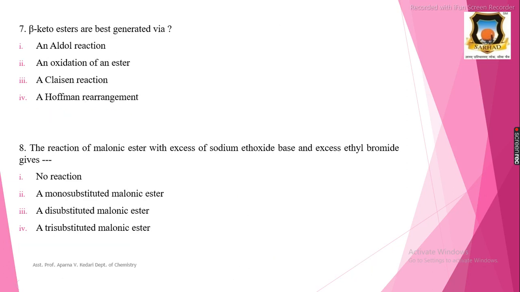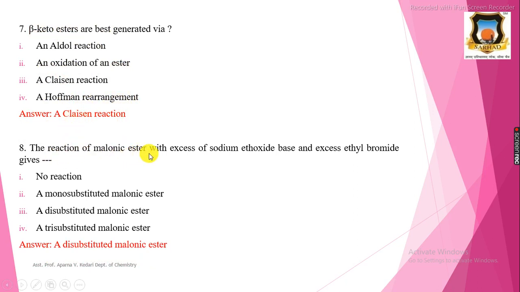Then beta ketoesters are best generated via first an aldol reaction, an oxidation of an ester, a Claisen reaction, or Hofmann rearrangement. And the correct answer is Claisen reaction. Then we can prepare this beta ketoester by Claisen reaction.